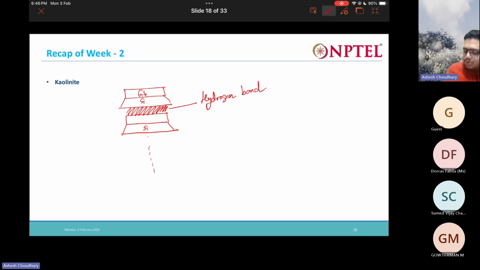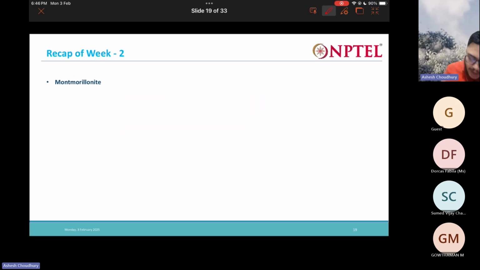Okay, since we have hydrogen bond, as you know, hydrogen bond is the strongest bond. So if we have hydrogen bond, it makes that type of clay least reactive. Okay, least active because of the hydrogen bond. It does not absorb water or anything. The bond is very strong and least reactive. Alright. Then we have Montmorillonite.